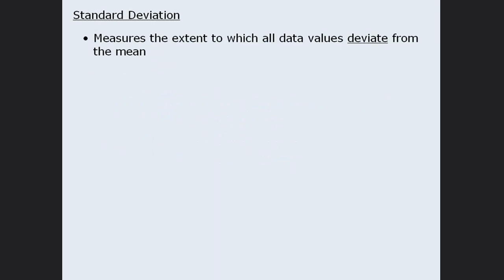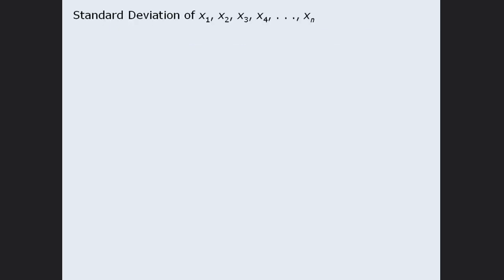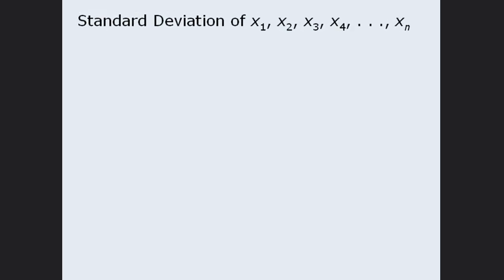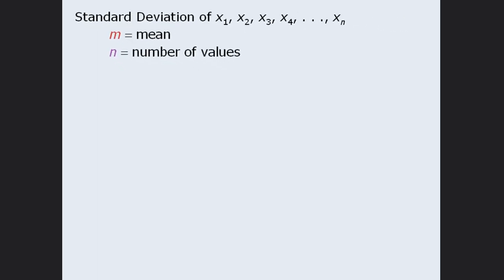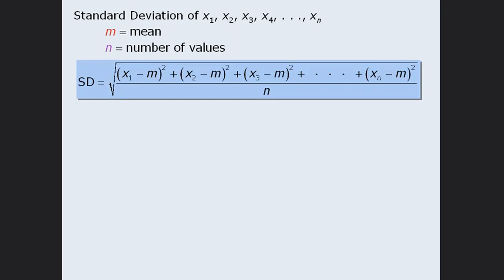The standard deviation measures the extent to which each and every number in a set deviates from the mean. Here's how standard deviation is calculated. To find the standard deviation of values from x1 all the way to xn, we will need to know the mean of the values and the total number of values. Once we have this information, the standard deviation, SD, is calculated as follows, where x1, x2, x3, and so on are the individual numbers in the set.